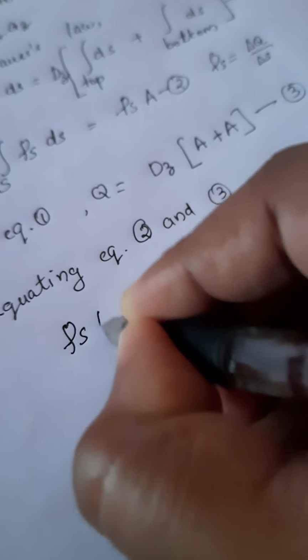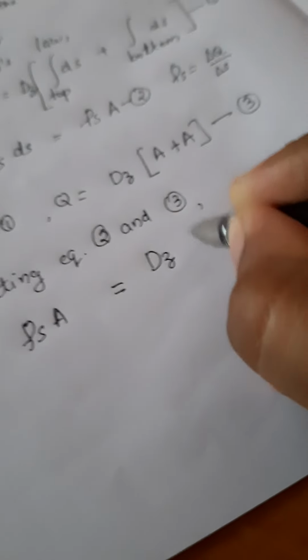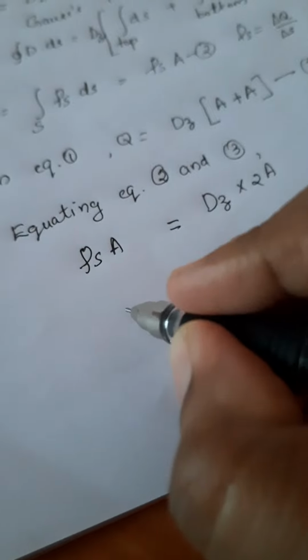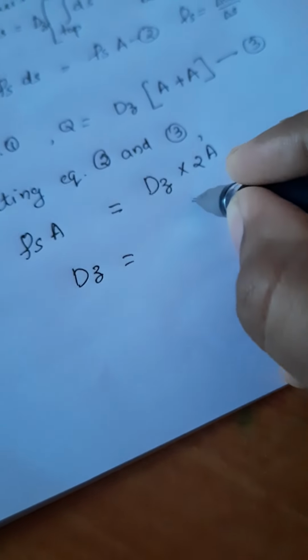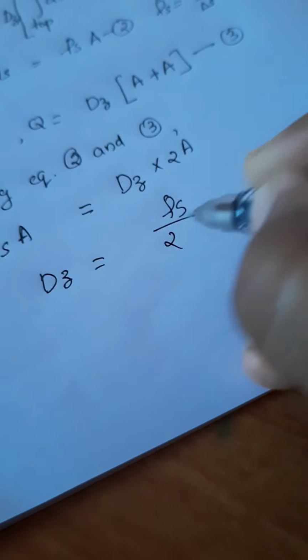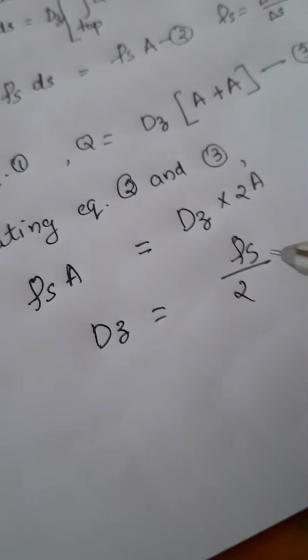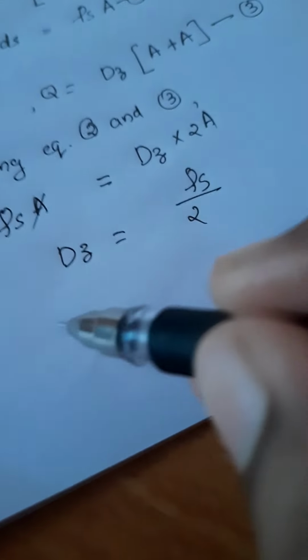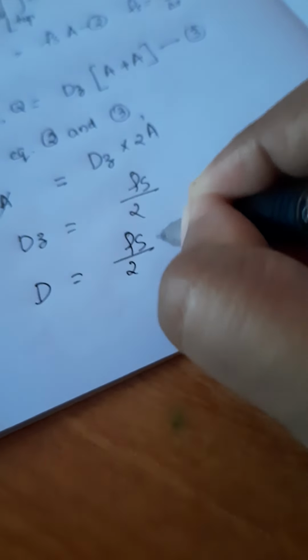rho s into A will be equal to Dz into 2A, or what we require is the flux density Dz, that will be equal to rho s by 2. Here A and A cancel, so Dz is equal to rho s by 2. Now what is D? D will be equal to rho s by 2 into AZ.